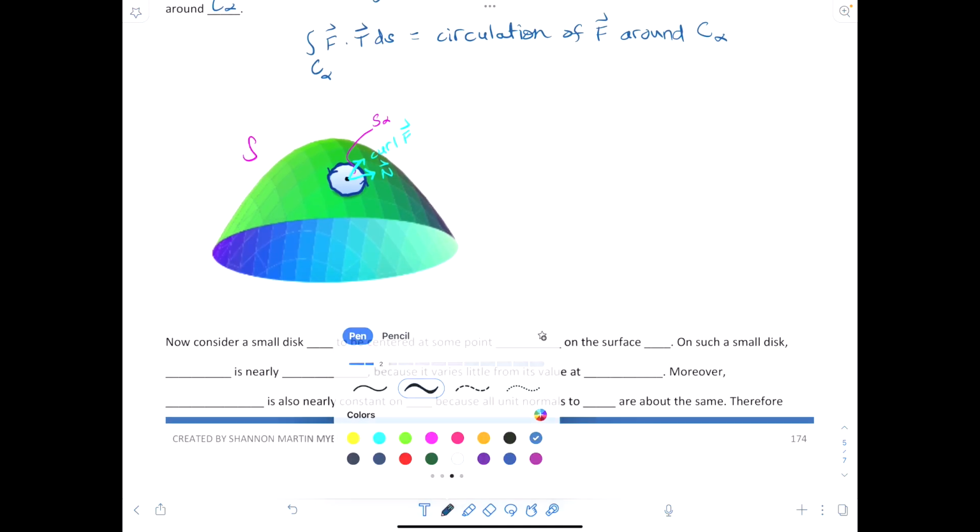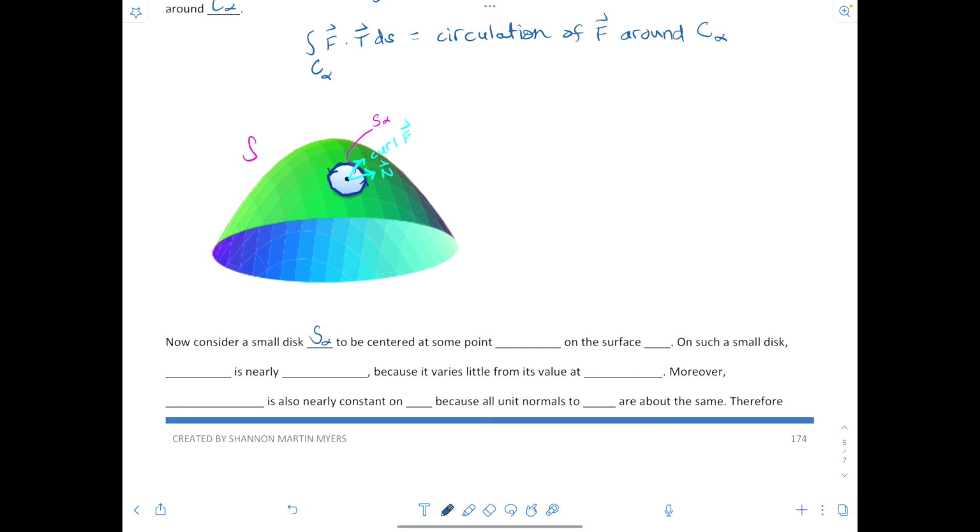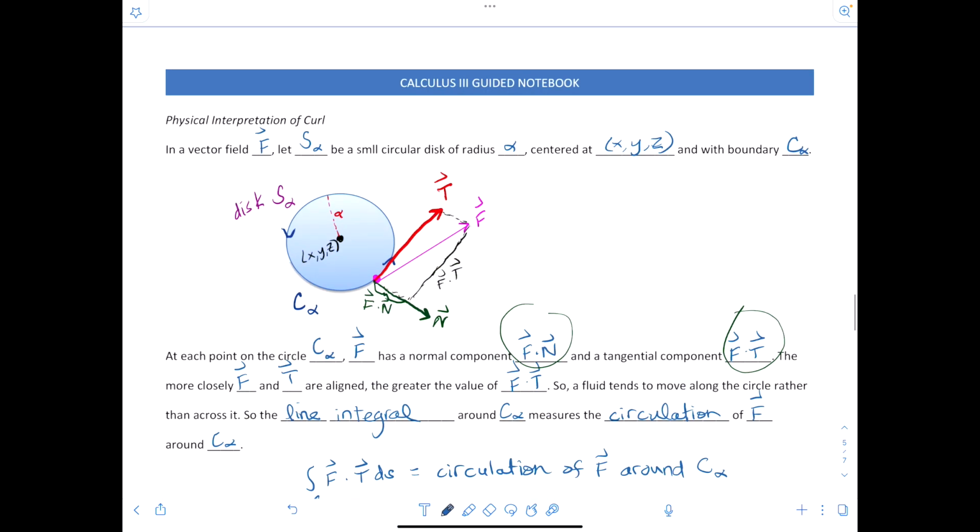All right, so let's put down the wording for this. Now consider a small disk S alpha to be centered at some point X, Y, and Z on the surface S. On such a small disk, the curl F is nearly constant because it varies little from its value at X, Y, and Z. Remember, this is a little teeny tiny disk, and so it's not going to be that much different than that original vector field evaluated at X, Y, and Z.